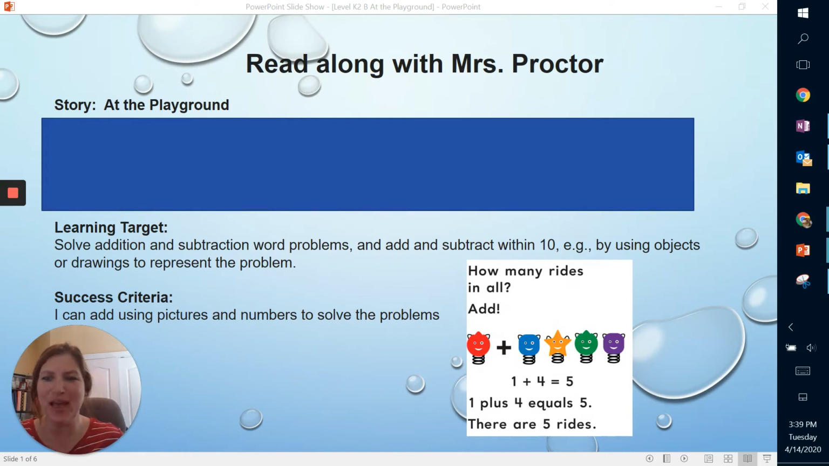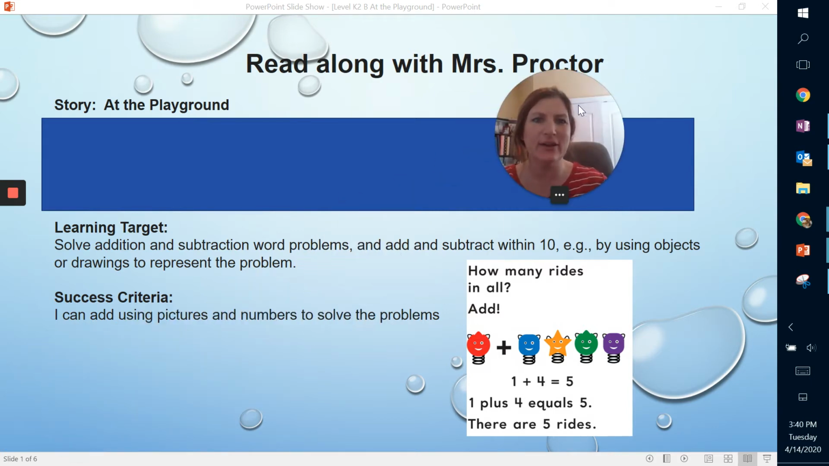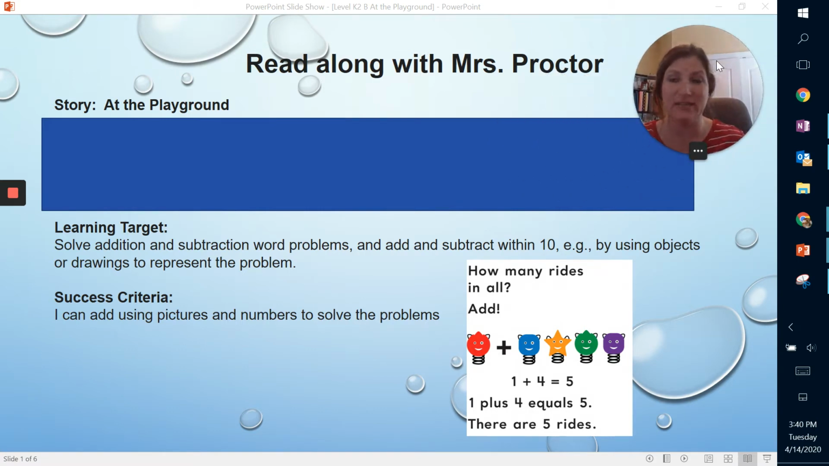Good afternoon, guys. I hope you enjoyed reading your story at the playground. Remember, you are to read that story every single day, practicing those sight words. That's exactly what we need to be doing.